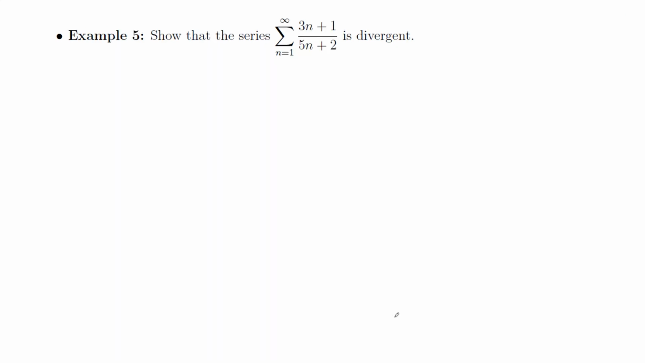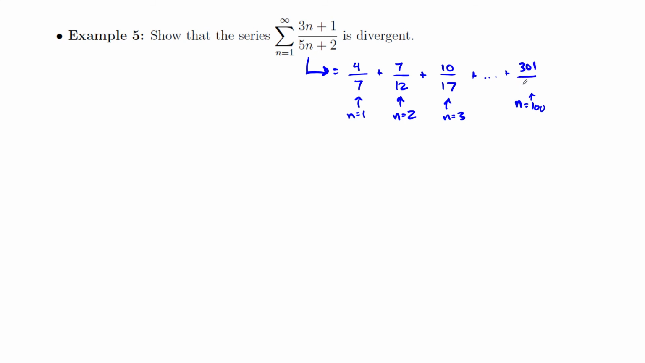All right, now we've done a lot of series where we end up with a convergent series. But what about divergent? We haven't even done an example yet. So let's think about this one for a second. Let's plug in a couple of terms. If n equals 1, we have 4 on top and 7 on bottom. When n equals 2, we have 7 on top, 12 on bottom. When n equals 3, we have 10 on top, 17 on bottom. And just for fun, let's do 100. Then I've got 301 on top and 502 on bottom.